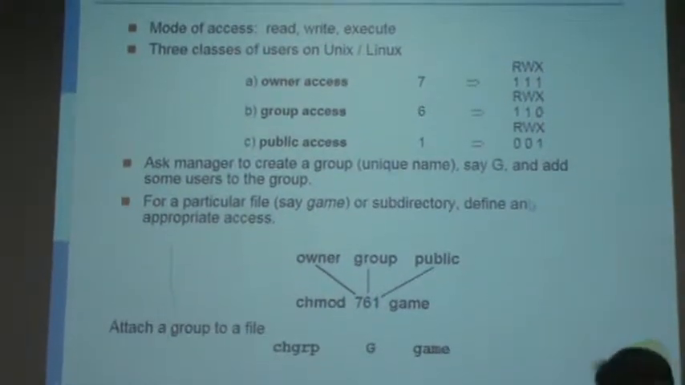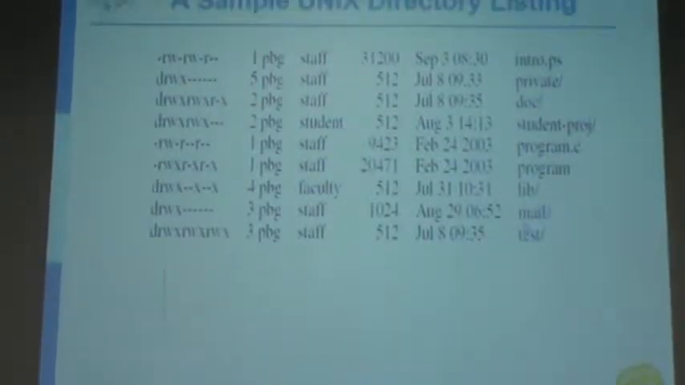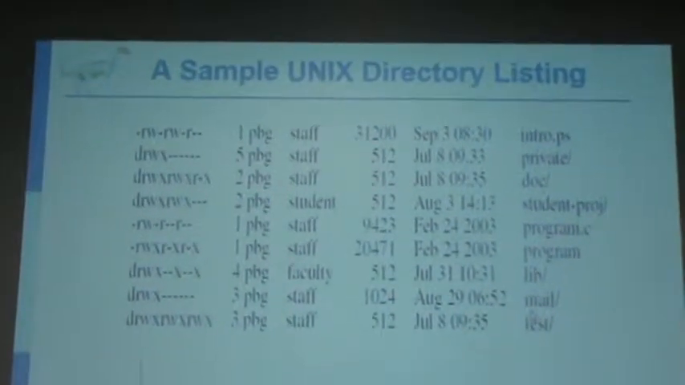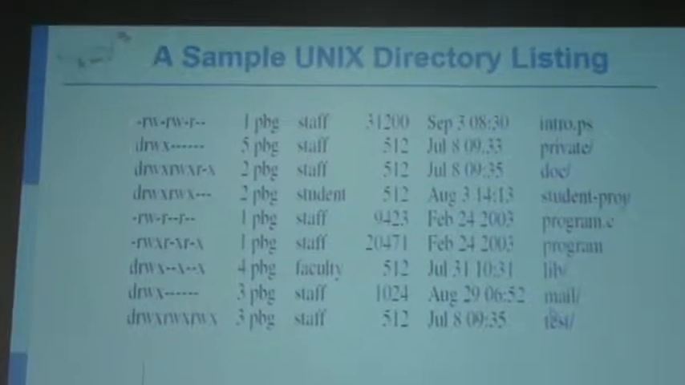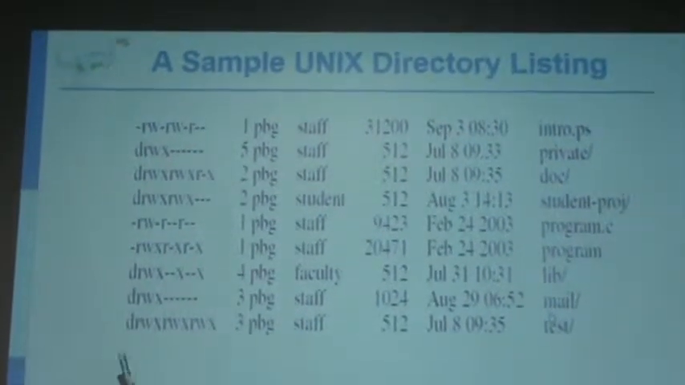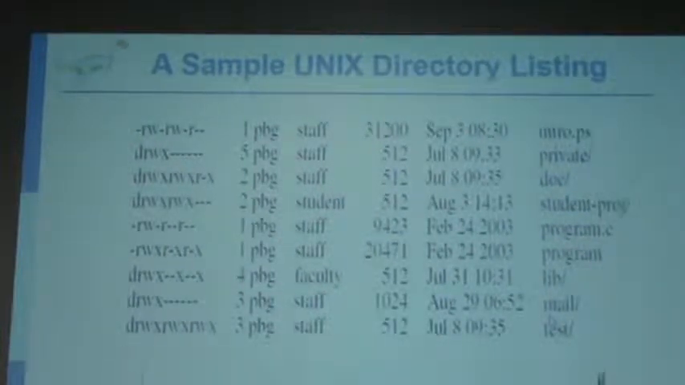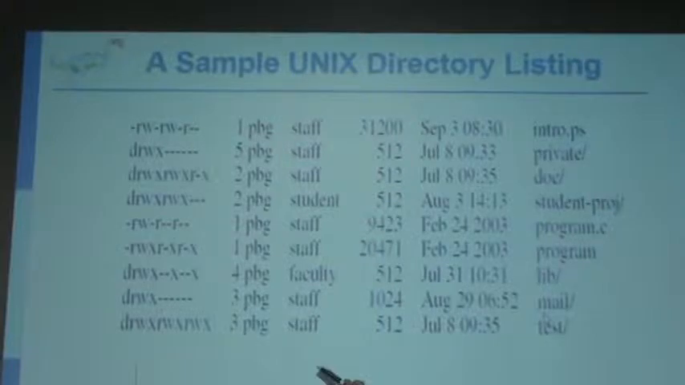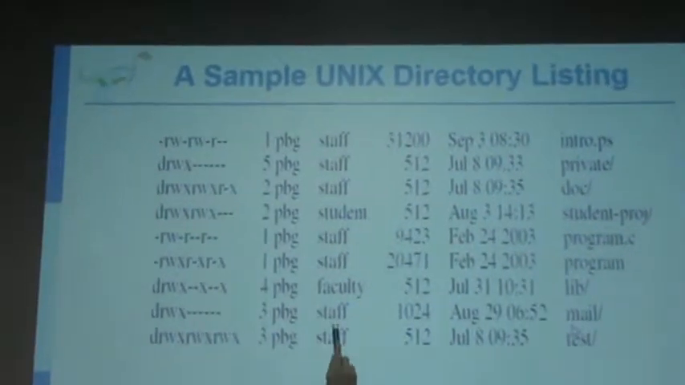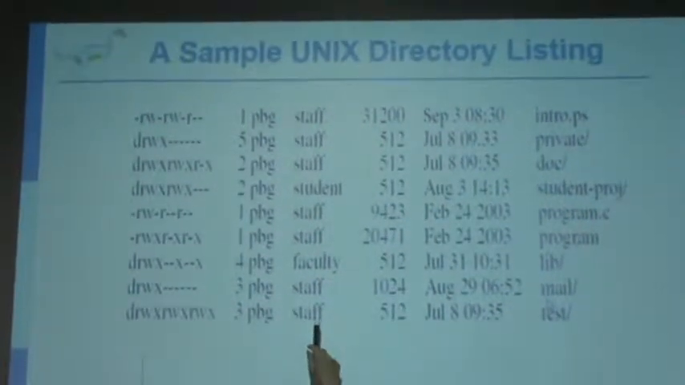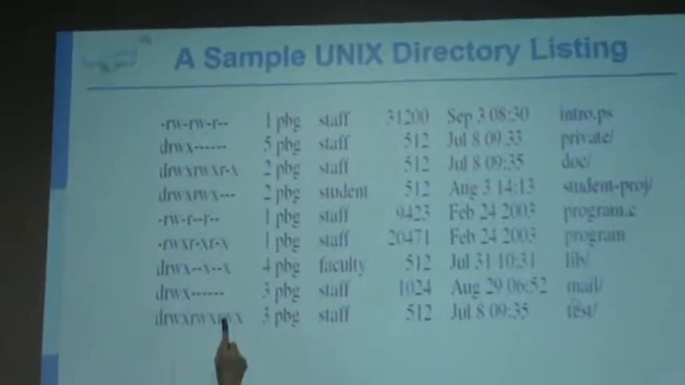So if you actually list the files in a Linux system, you can see this. For example, this is the output of the ls command. You can see the file name over here. Then it shows the username and the group name, so user ID and group ID. Then you can see the permission.